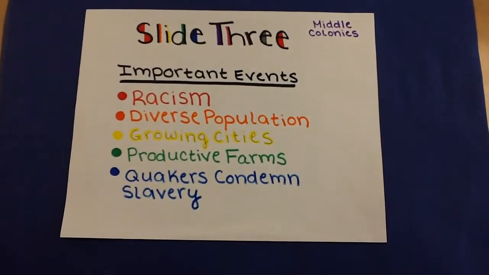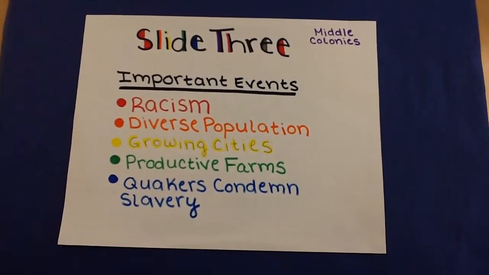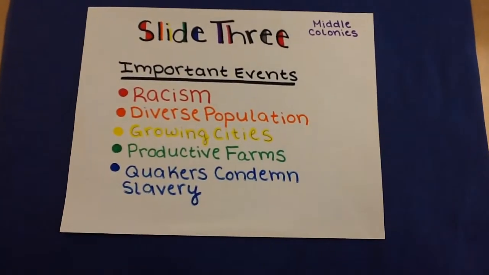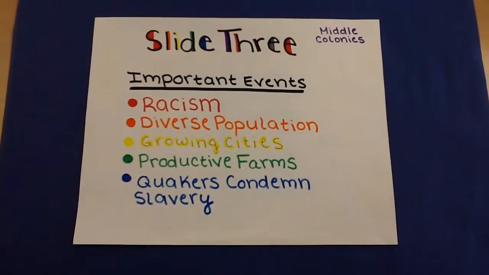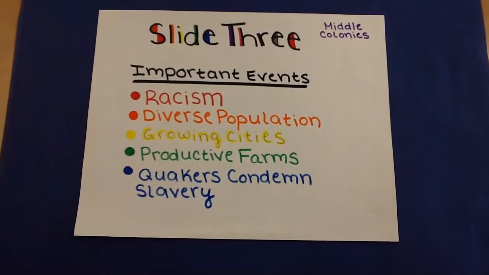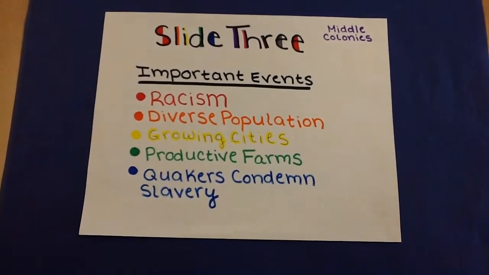Productive farms, many crops were grown, and they were known for their grain especially, and they were called the breadbasket colony. And Quakers condemned slavery. The Quakers were the first ones to stand up against slavery.